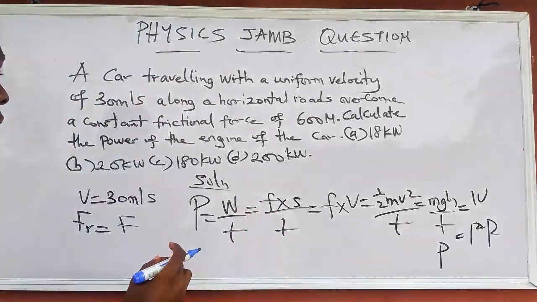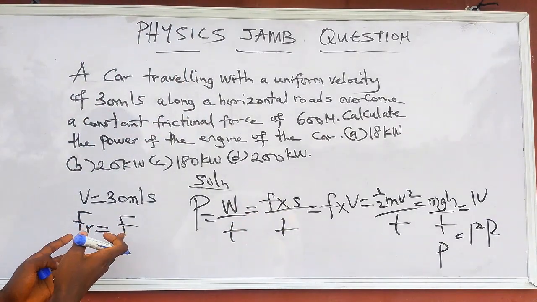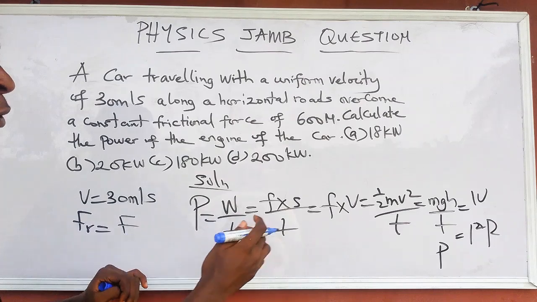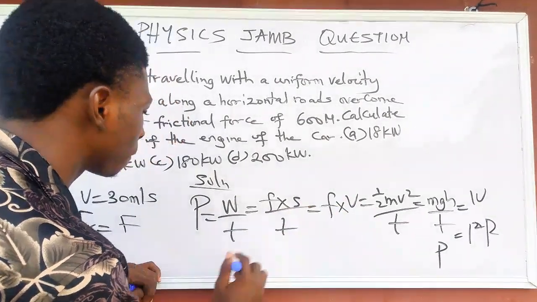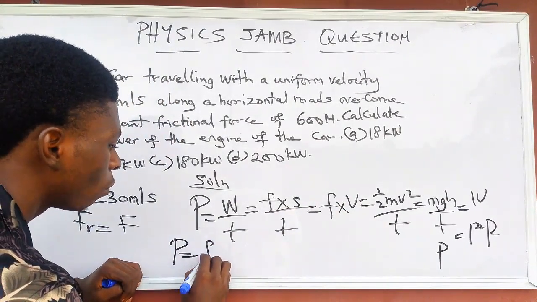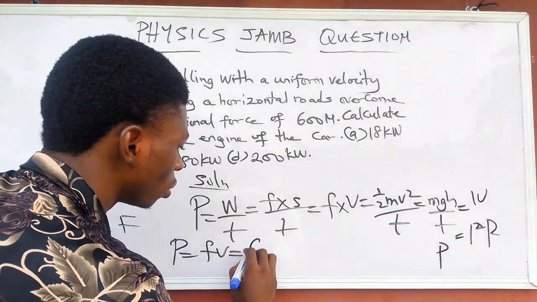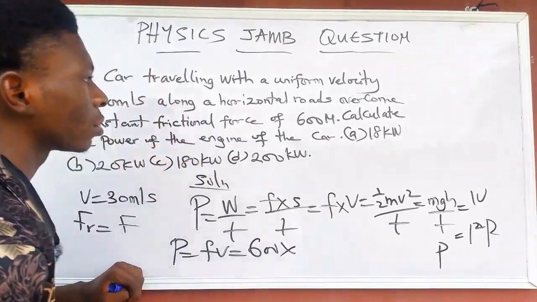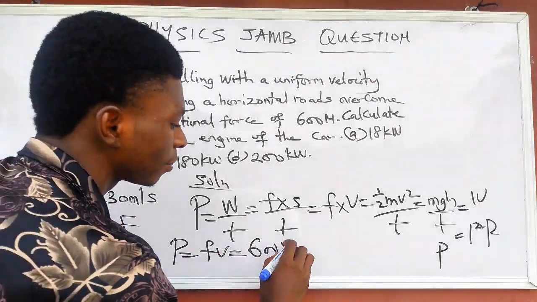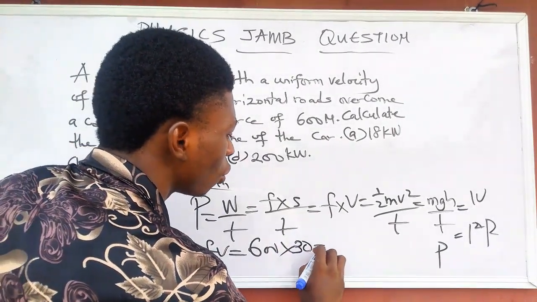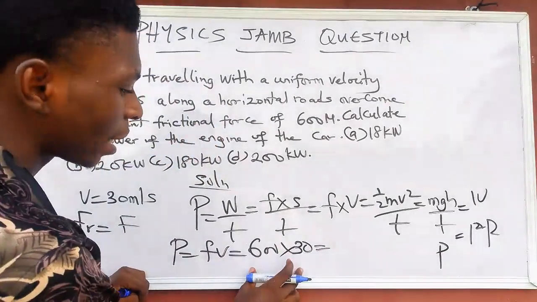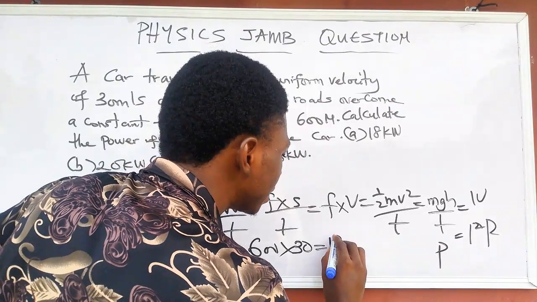The one we want to use now is the force we have been given and the velocity, which is Fv. So our power will be Fv, which is the frictional force, 600, times the velocity, 30. What's that? That will be 18,000.